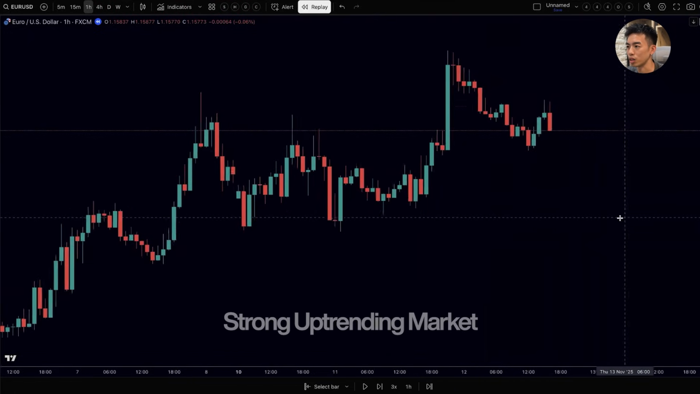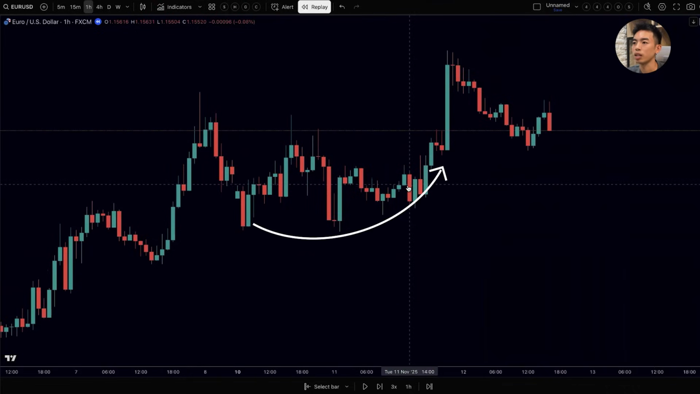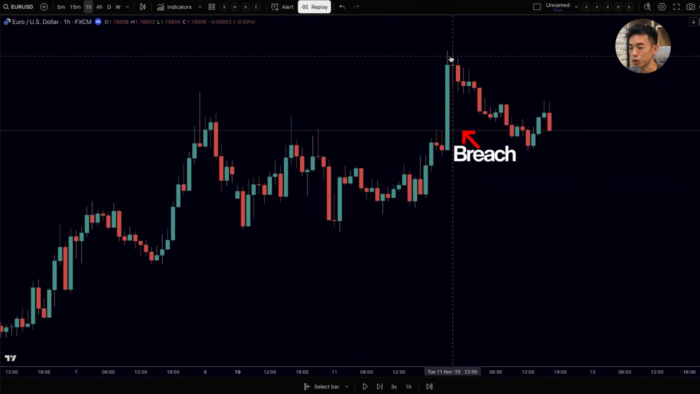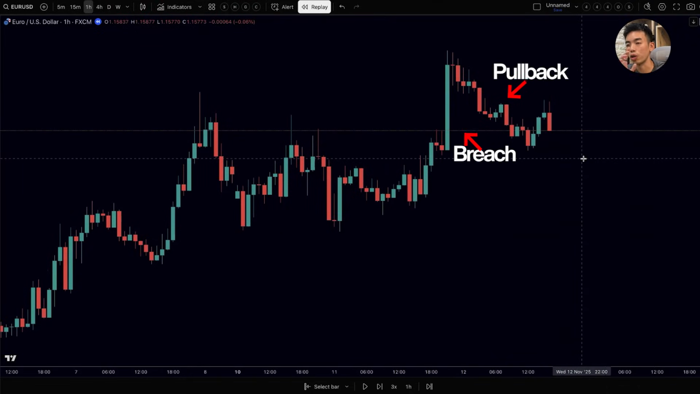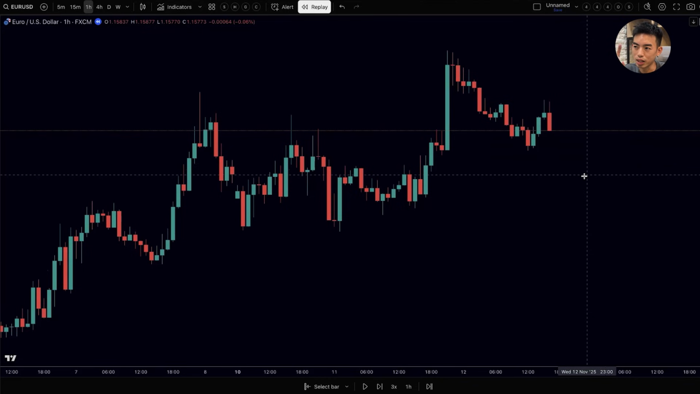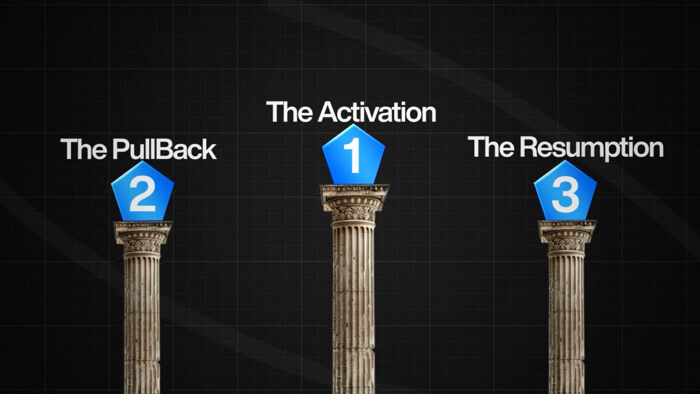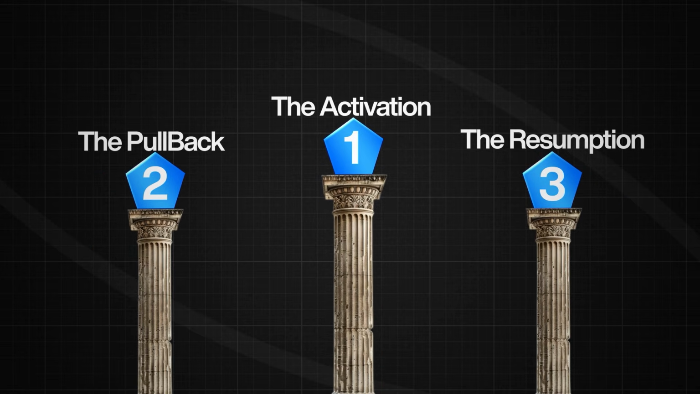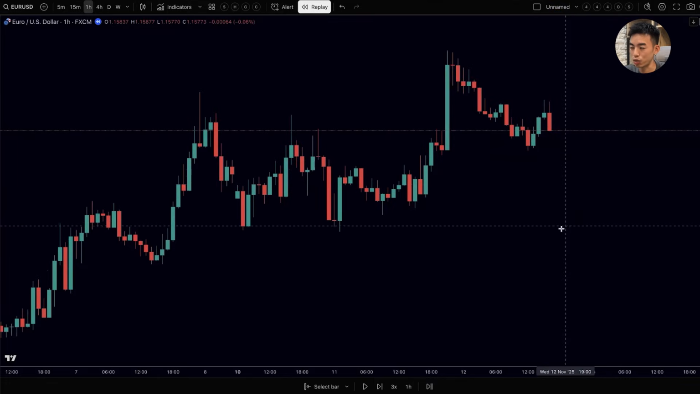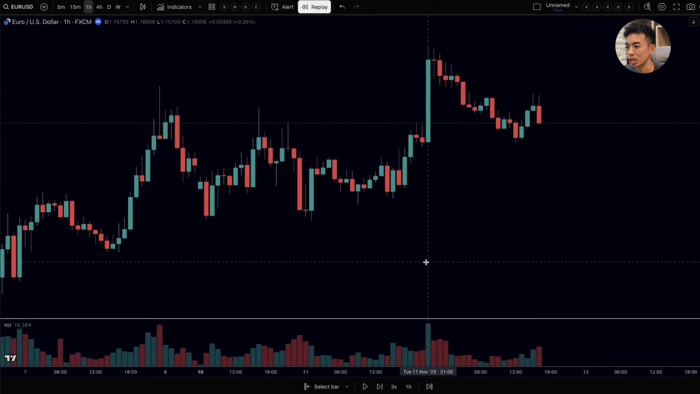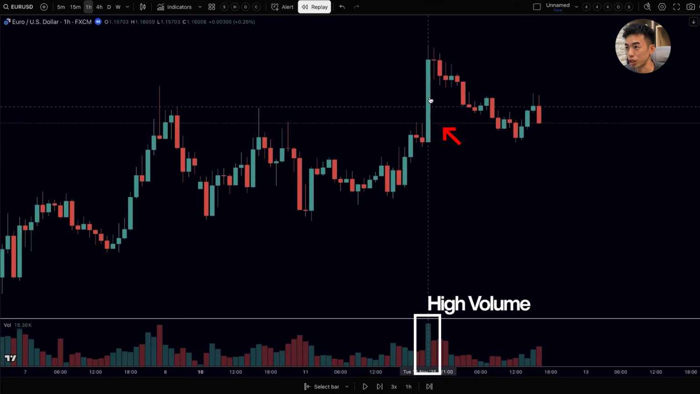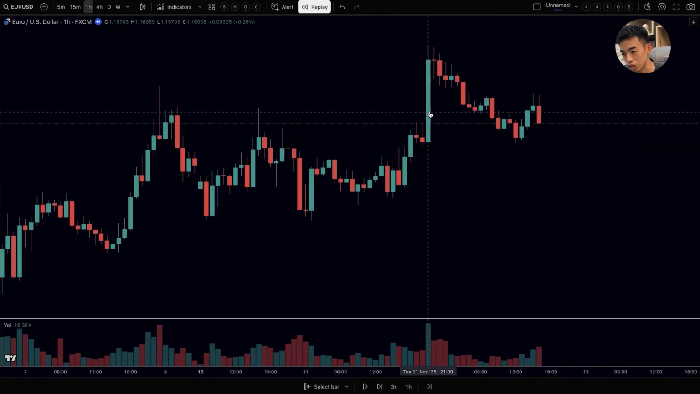Again, on the Euro USD, in a strong trending uptrend, we see a breach towards the upside and a pullback coming in. Now, if we're looking to buy this retest of this uptrend, let's make sure that all three phases have the right volume involved. Phase number 1, the activation. Let's have a look at the volume. We see high volume pushing price towards the upper side. That's what we want to see, right?